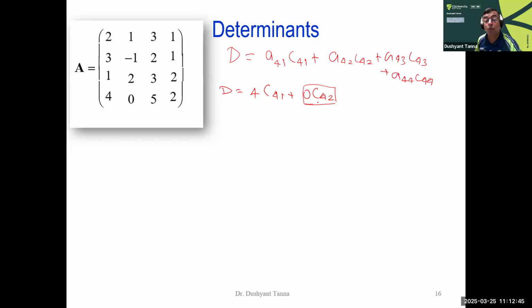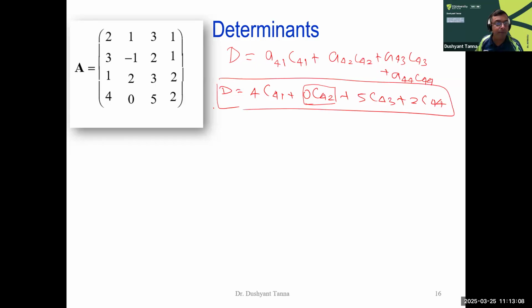So rather than finding 4 cofactors like we just did, you should be getting the same answer with only 3 cofactors. Then 5 times C43 and 2 times C44. So let's find out C41, sorry, C43 and C44. C42 we don't have to worry about. Whatever it is, it's multiplied by 0, so it will be 0. Why would you spend your time?